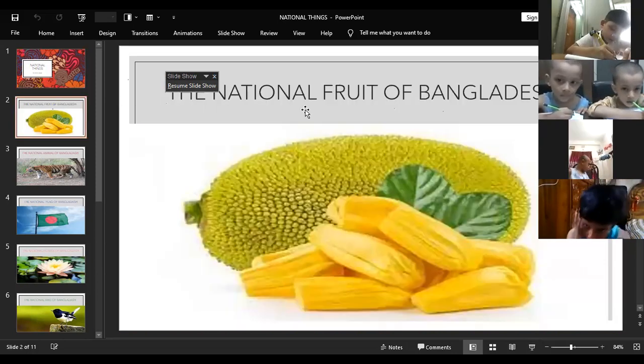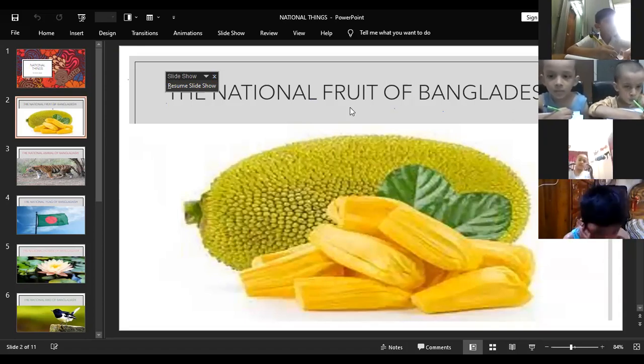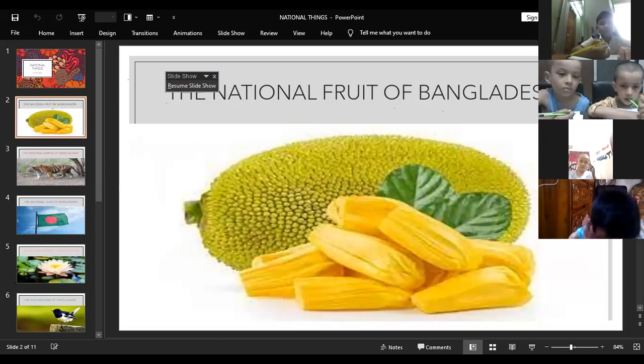Okay, see, this is jackfruit. This is the national fruit of Bangladesh. Okay. What is our national animal? Do you know? We'll write later. At first, we'll see the pictures and we'll practice it.